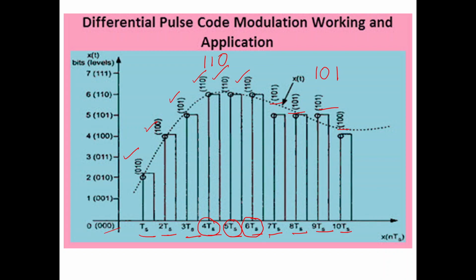Here the sample at 5Ts has been predicted with the help of 4Ts. Similarly, the sample at 6Ts has been predicted with the help of 5Ts. Similarly, the sample at 8Ts is predicted with the help of 7Ts, and 9Ts is predicted with the help of 8Ts. So this works under the concept of prediction.